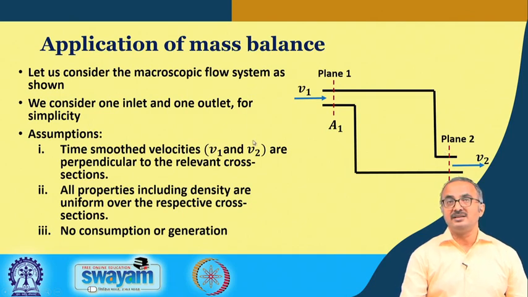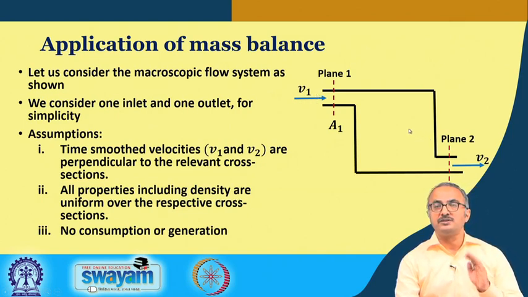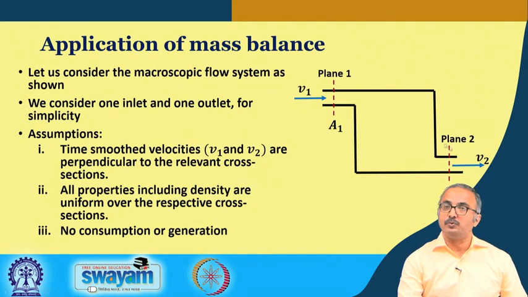Now, to analyze this, first we apply the mass balance with some assumptions. The first assumption is that we are considering time-smooth velocities. That means V1 and V2 are average velocities; even if there are some small fluctuations, we are not considering them, at the two ports. And all properties including density are uniform over the respective cross section. That means along this particular cross section here, there is no variation of the property. Similarly, at this cross section also there is no variation of property.